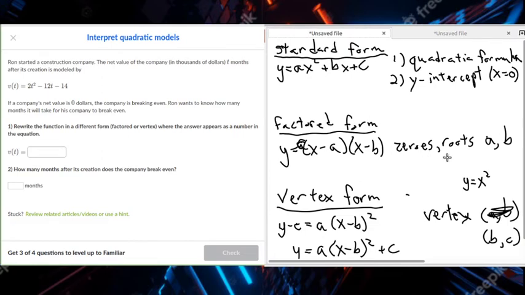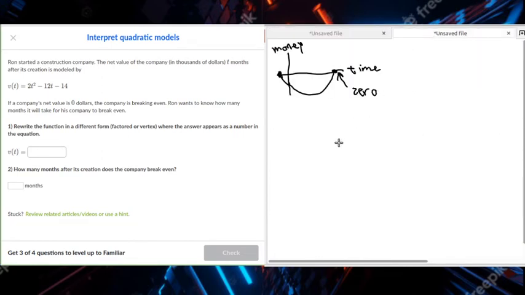So what does that mean? That means we need factored form. Factored form tells us zeros. We learned that in the last video. So let's go ahead and do that. I'm going to find the 0. So I'm going to set v of t to 0, and I'm going to say 2t squared minus 12t minus 14, and actually that's going to be our v of t. We're going to start there.